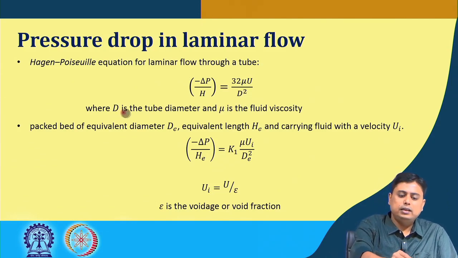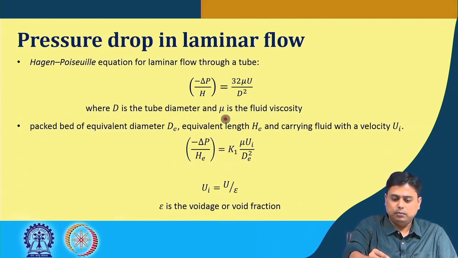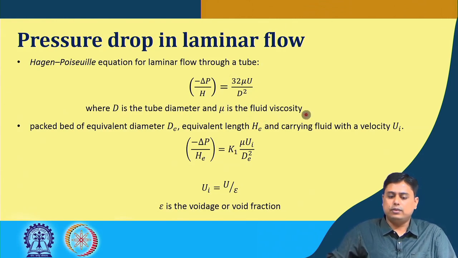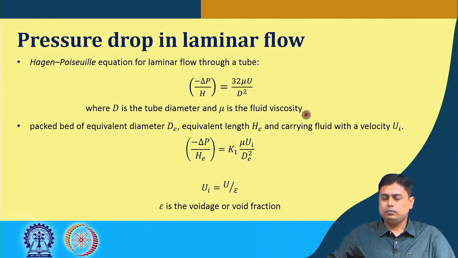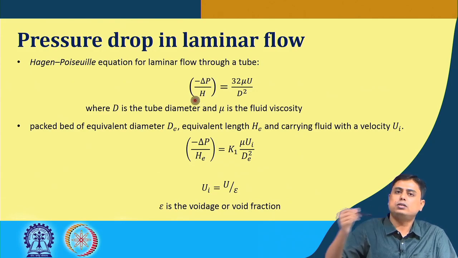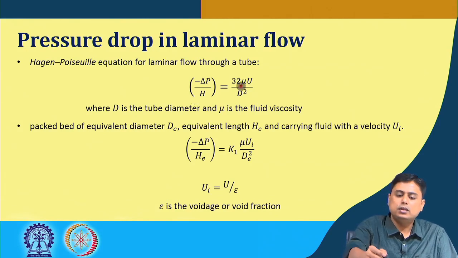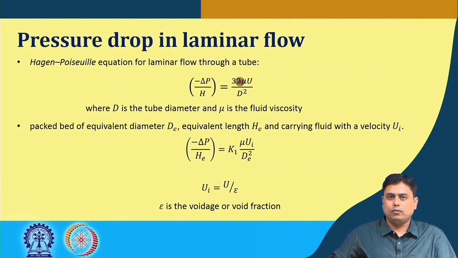Here d is the tube diameter or the pipe diameter, and mu is the fluid viscosity. The rest of the parameters we have already defined: this is the pressure gradient per unit length, or per unit depth of the bed, and U is the superficial velocity.